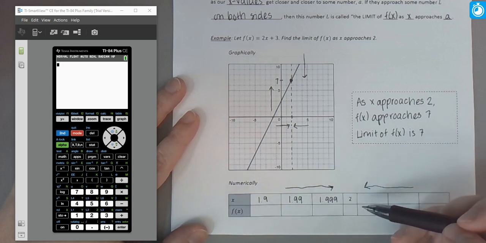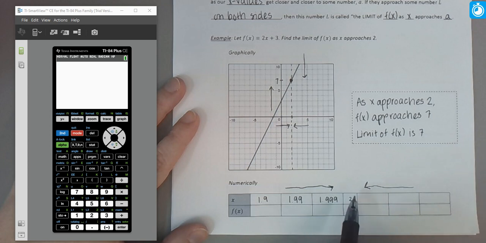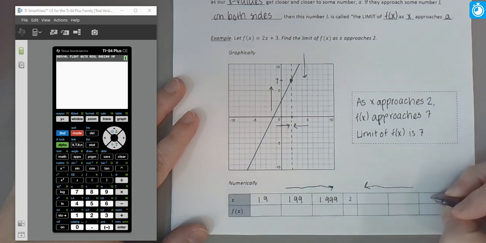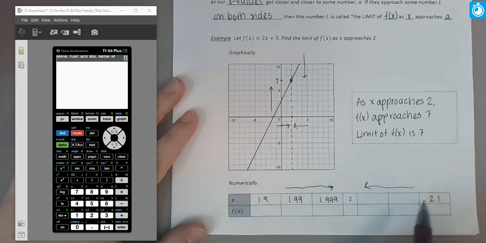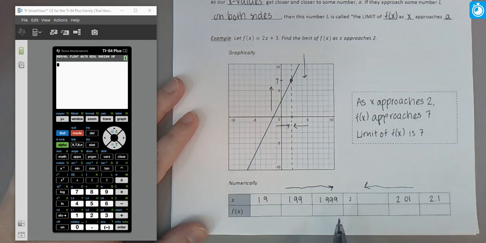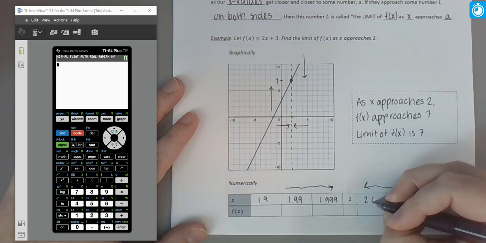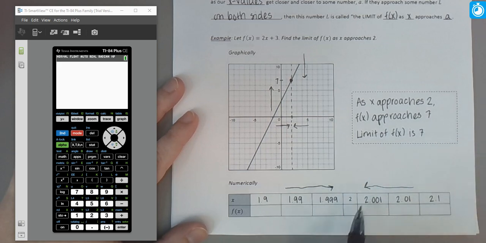We need to analyze what's happening on both sides, approaching both from the left and from the right. But now we're approaching from values that are larger than 2. So furthest out, but still close to 2, something that's larger, maybe something like 2.1. So 1/10 away, but now 1/10 away, and it's above. Or maybe something like 2.01, which is 100th away, but again above 2. Or something like 2.001, which is again really, really close, but above 2.